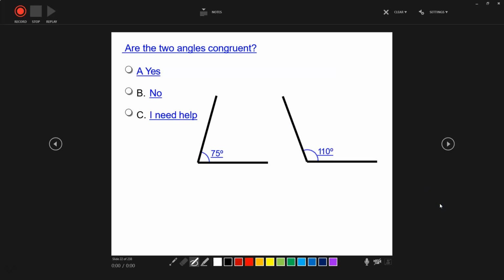All right, let's practice real quick. Are these two angles congruent? We have one that is 75 degrees, another one that is 110 degrees. Put the video on pause and see if you can answer. Okay, let's take a look. No, they are not congruent because they are not equal. Remember, congruent angles are the same.